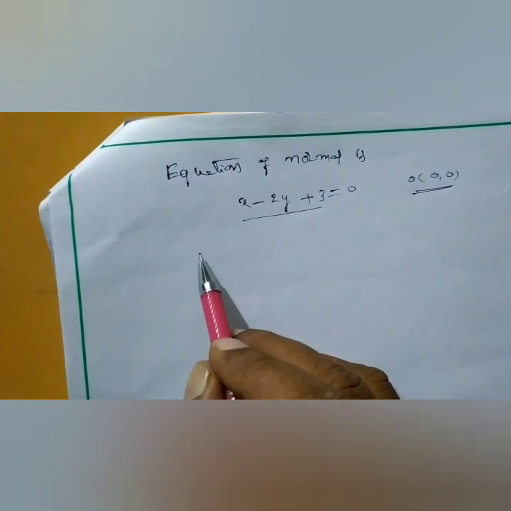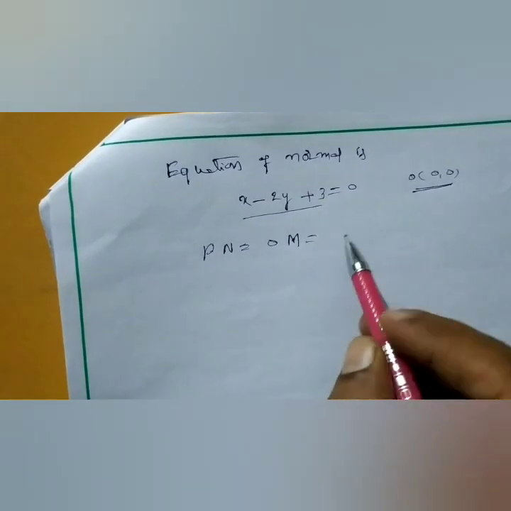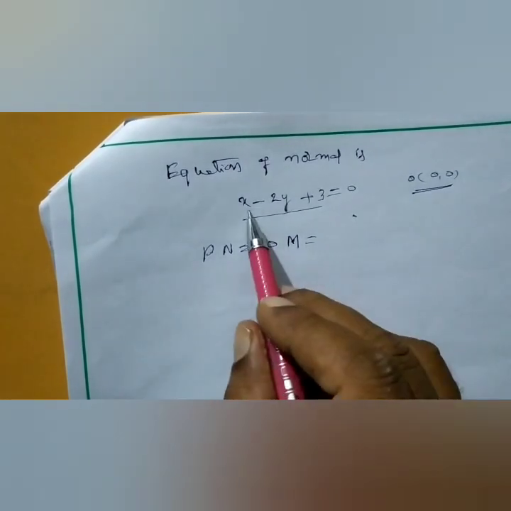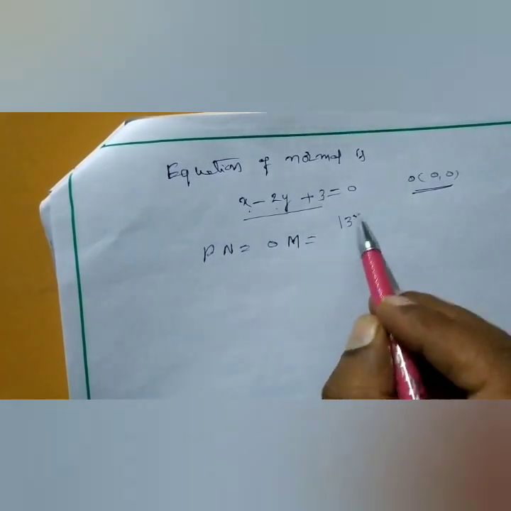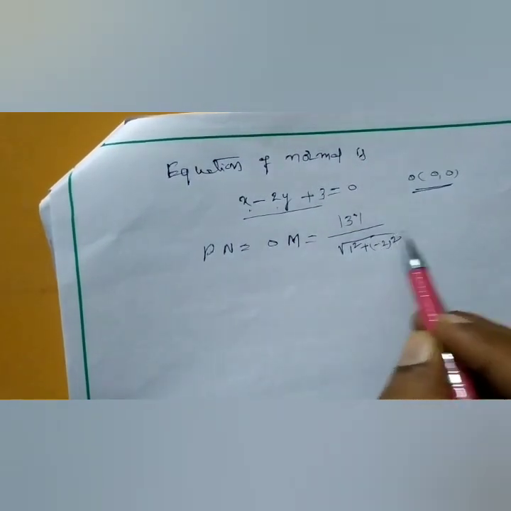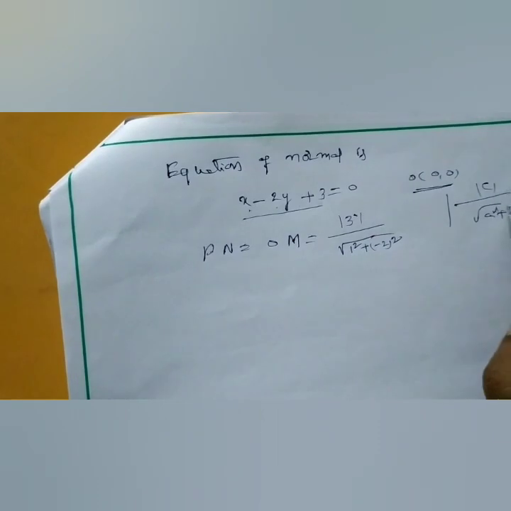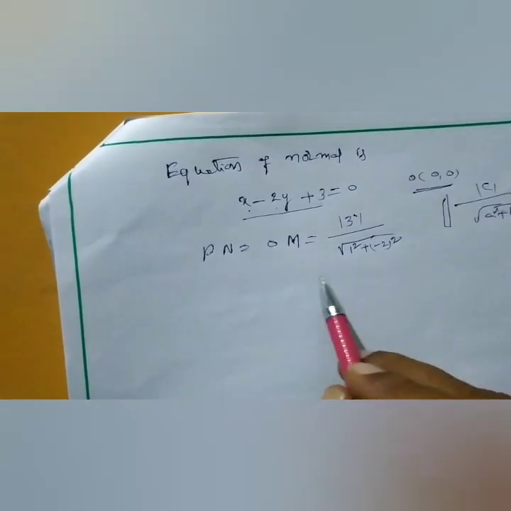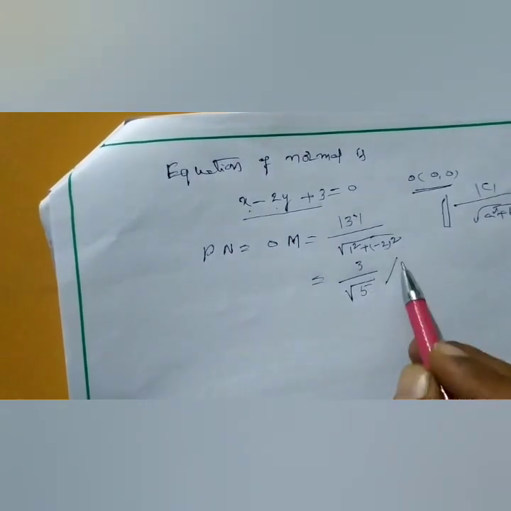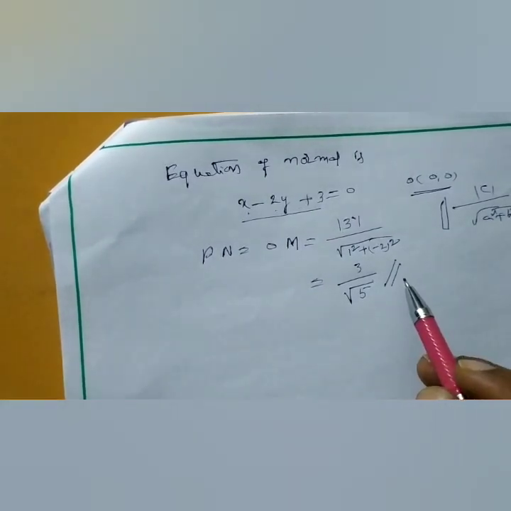So required length PN is equal to OM, from the figure, OM is the perpendicular distance. Distance formula: modulus of c by root of a square plus b square. What is the modulus of c? 3, by root over a square plus b square, means 1 square plus minus 2 whole square. This formula, modulus of c by root of a square plus b square, is the distance from origin to any line. So using this formula, that is equal to 3 by root 1 plus 4, that is equal to 3 by root 5. This is the length of PN. Okay.